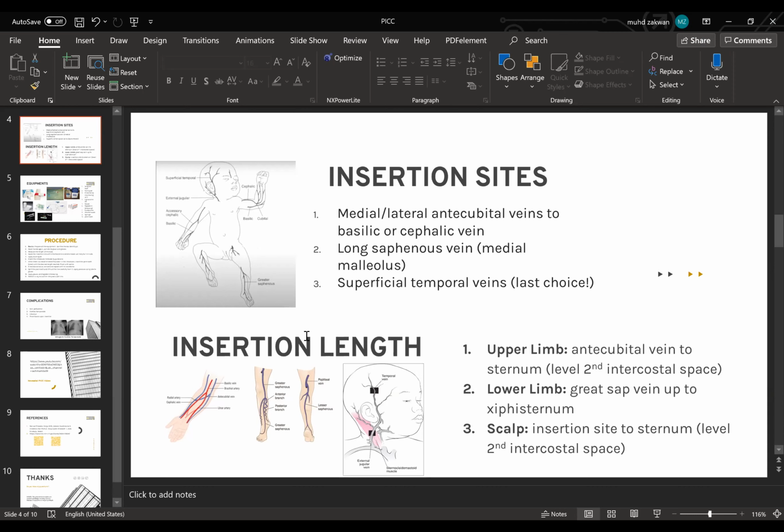Okay, actually PICC is very difficult to insert. It's very difficult, especially depending on the size that you're going to use. Double lumen is much more difficult. The problem with the current way we insert the PICC, which we call direct measurement, is that we measure directly from the site of insertion until the sternum. What happens is that in some babies, we don't actually consider the depth of the skin, the depth of the adipose tissue, the skin flexure, the joint. So a lot of the time we need to readjust after insertion.